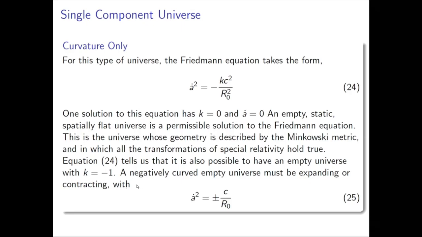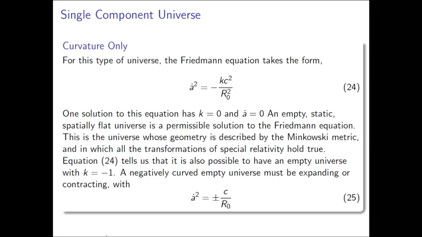So an empty, static, and spatially flat universe is the case where k in this equation number 24, which we have derived from the Friedmann equation, is taken to be 0 and a dot is equal to 0. So this is also one of the solutions of the Friedmann equation. So it is permissible, right?